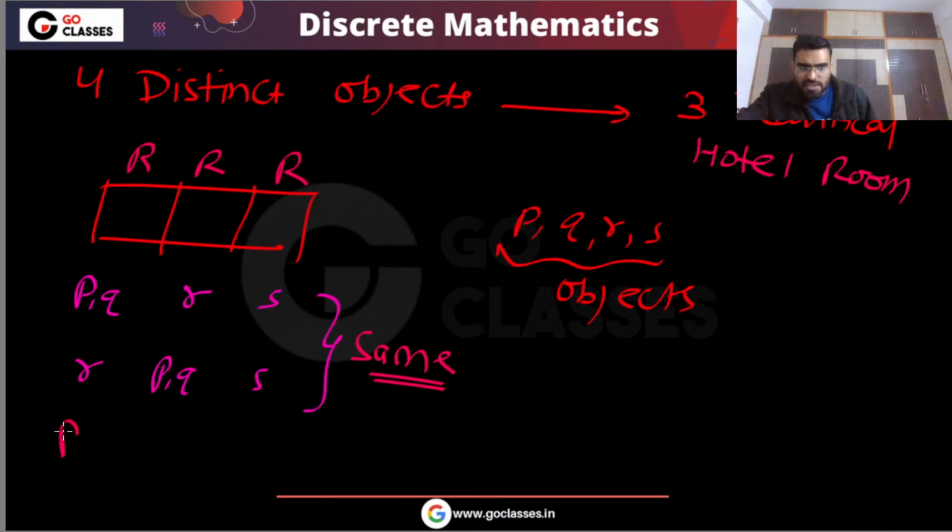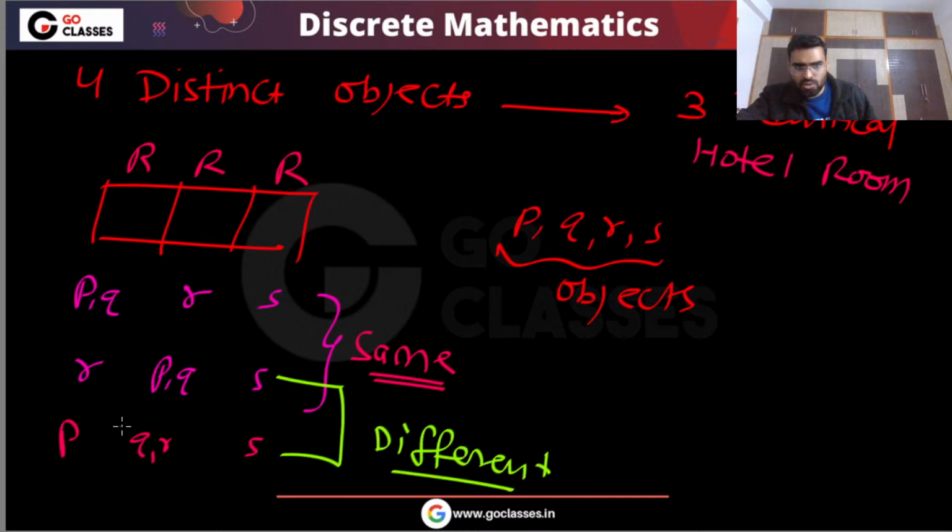And tell me, is this same? Now these two are different. Why are these two different? Here PQ are together. Here P is separate. If this is a horror movie, then in this situation R will die first, and in this situation P will die first. In a horror movie, it always happens. So you can notice these two are different scenarios.